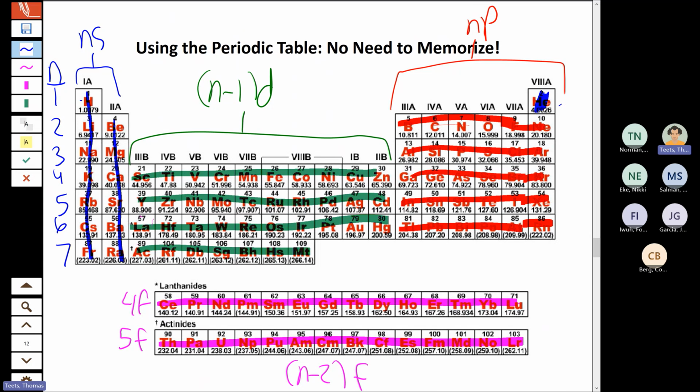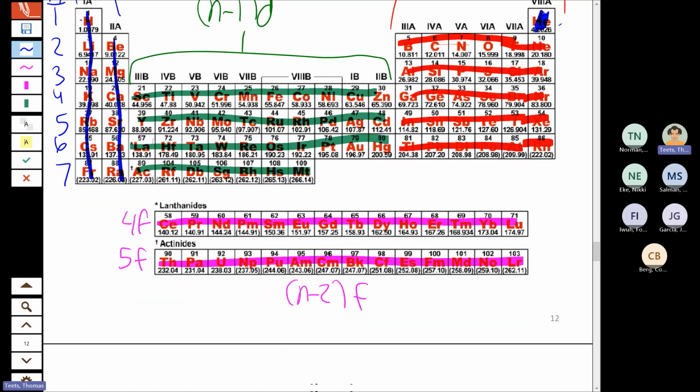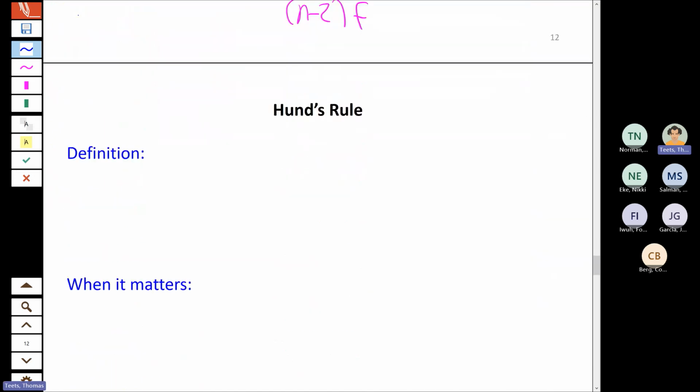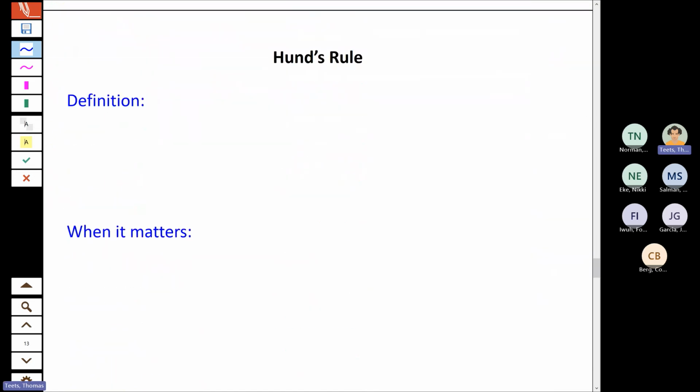So we'll do several examples today, as I said, later on. The last thing we need to introduce before we do examples of how to define electron configurations is called Hund's rule.